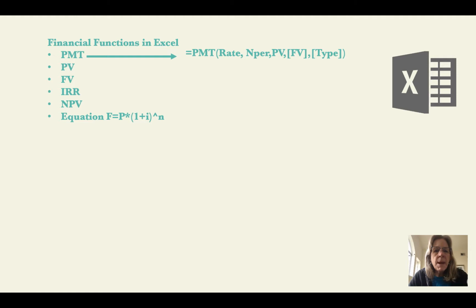And the format of the payment function is you type the words PMT, and then the first input is rate, then nper, PV, future value, and type. So rate is the interest rate per period. One of the most important things that you need to do in solving engineering economy problems is to define the period. Oftentimes we're looking at a year in engineering investment analysis, but usually we think about a month when we're talking about personal financial decisions.